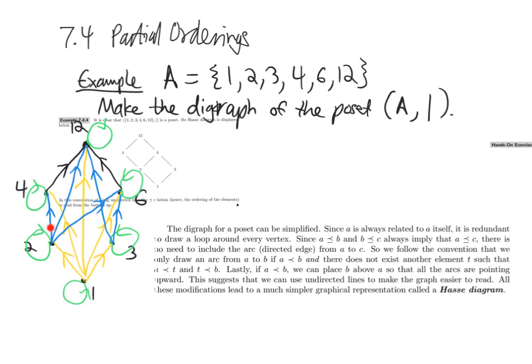So we don't have the edge from 2 to 12. We don't have the edge from 3 to 12 because we already have a way to get to 12 through 6. And then a lot of the edges from 1 are gone. We only need 2 edges, 1 to 2 and 1 to 3, because all these other edges are implied by the connections that exist in this graph. So the name for this type of graph is called a Hasse diagram. It's a simplified version of the digraph specifically for a partial ordering.